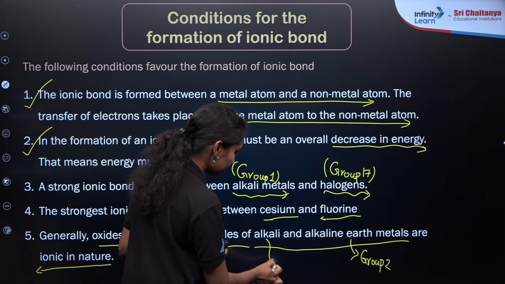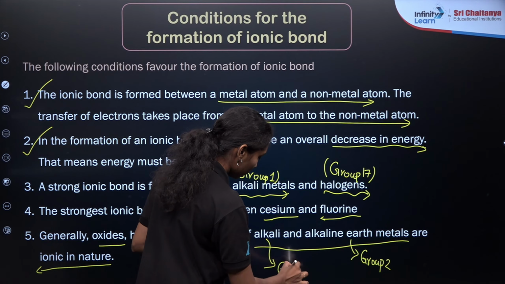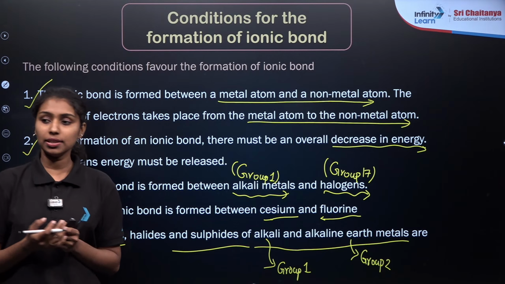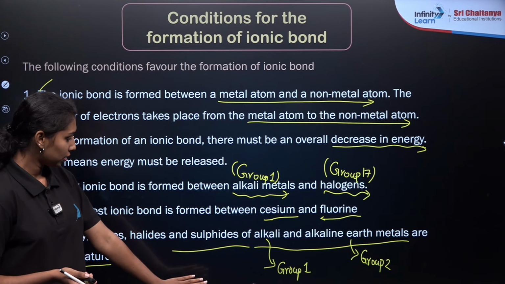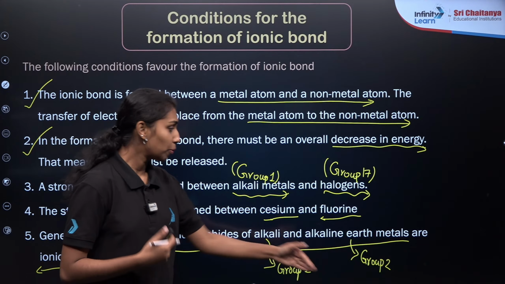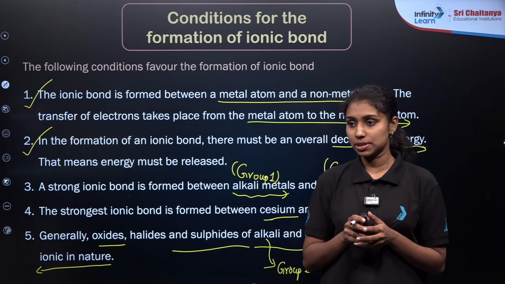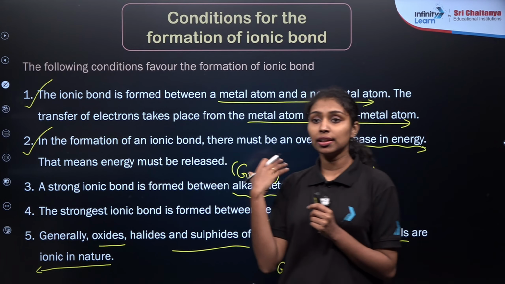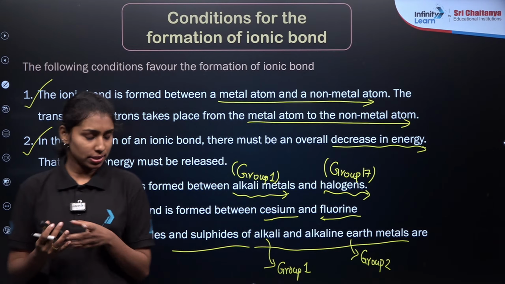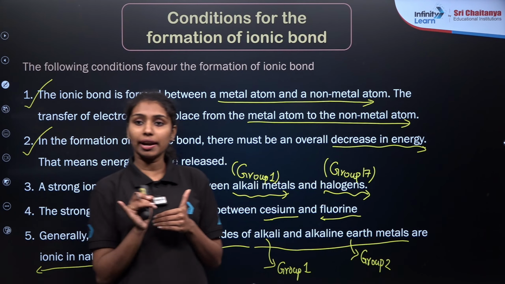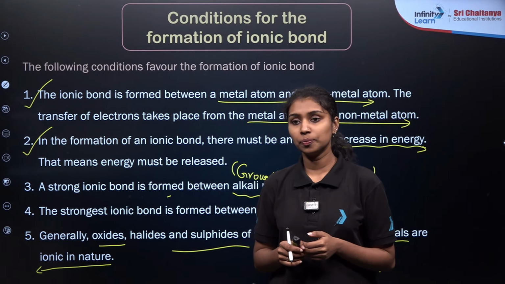Okay, I hope you understand the sentence, right? Is there any doubt? These are the points you have to keep in mind, that based on this particular sentence, you will be getting an application level question. You need to identify the ionic compounds from the given options. You can easily identify that if they are the oxides, sulfides or halides of alkali metals or alkaline earth metals, they will easily form ionic bonds. Is that clear?